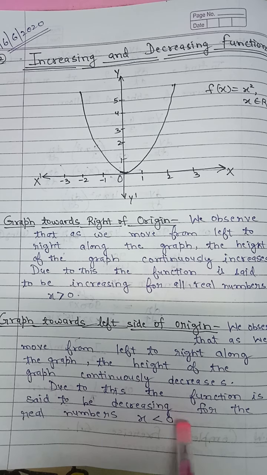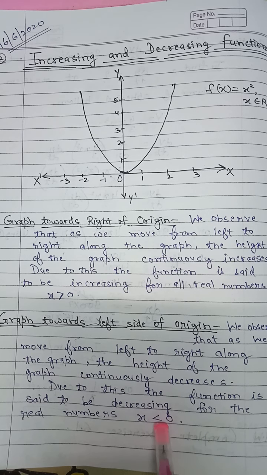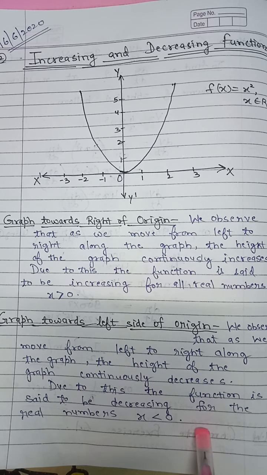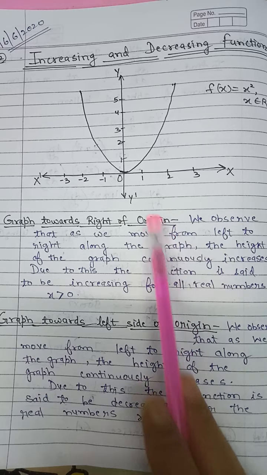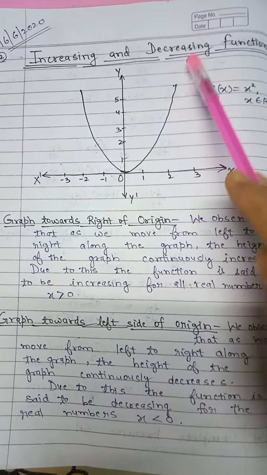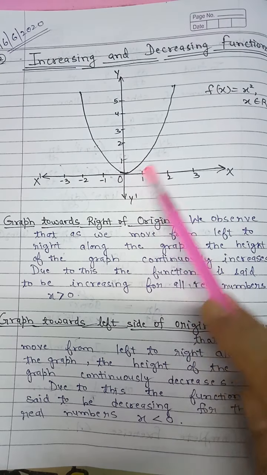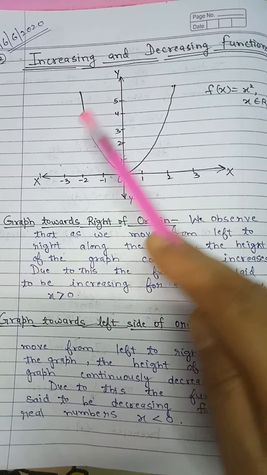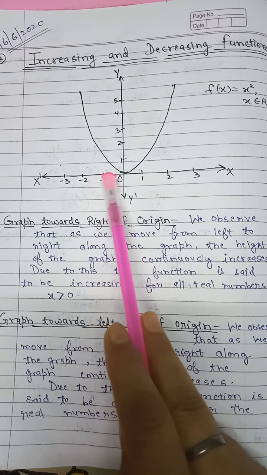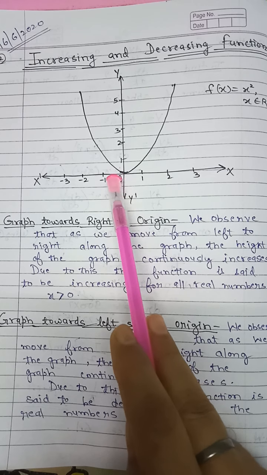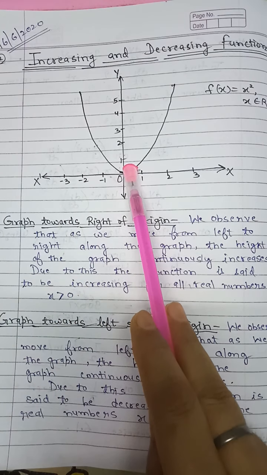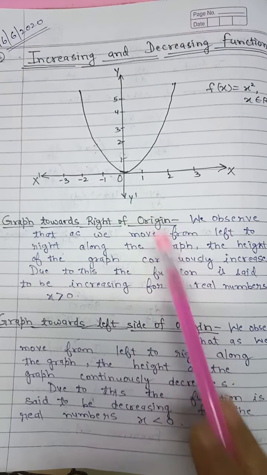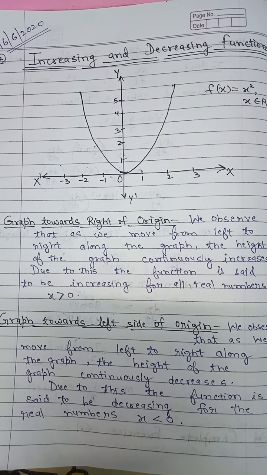Then we say that the function is said to be decreasing for all real numbers x less than 0, means for all negative numbers. Again we can see as x is increasing, y is also increasing. The graph is known as the increasing function. And towards the left hand side, as x is decreasing, y is increasing, means these are opposite. Then we say that the given function is a decreasing function for x less than 0.